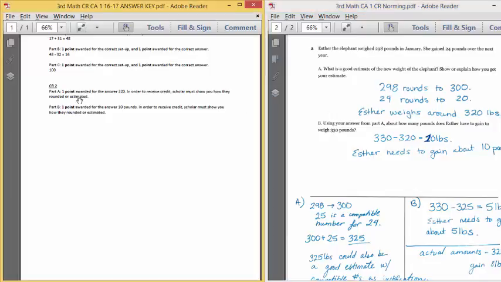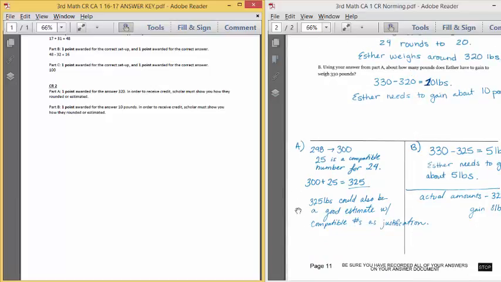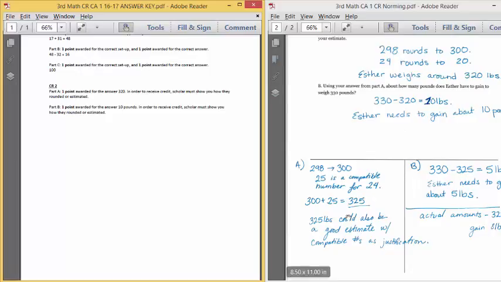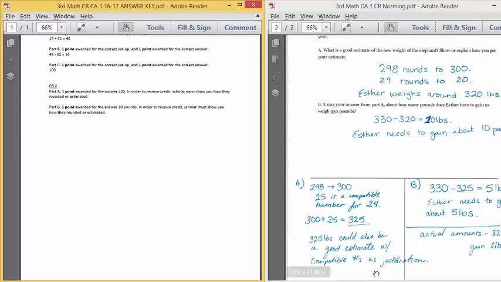As you can see over here, they get 1 point for the answer 320, but in order to receive that credit, they must show you how they rounded or estimated. As it says right here, show or explain how you got your estimate. An additional way that you could see that scholars solve this is written out down here. They could say 298 is close to 300, and 25 is a compatible number for 24, and 300 plus 25 equals 325. So you may see 320, 325. There may be a few other things. As long as they are truly compatible numbers, then you can give them the credit for that.